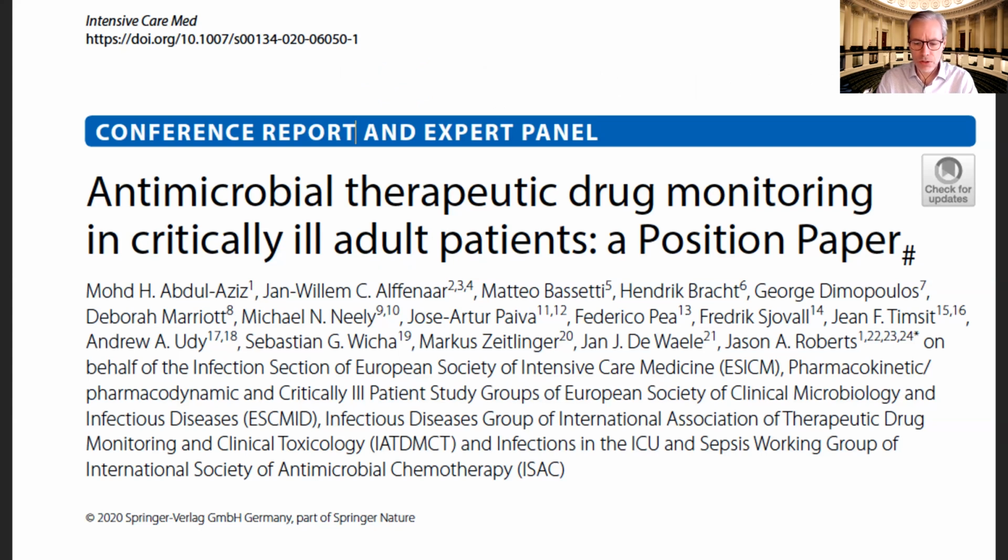So this guidance document that was published earlier this year in Intensive Care Medicine was an international effort specifically focusing on the critically ill patient, which was an important and actually also quite unique feature of this project. And now in the rest of my presentation, I will guide you through this position paper, discussing the most important aspects of it. It is available from the website of the journal, and it was endorsed by these different societies involved.